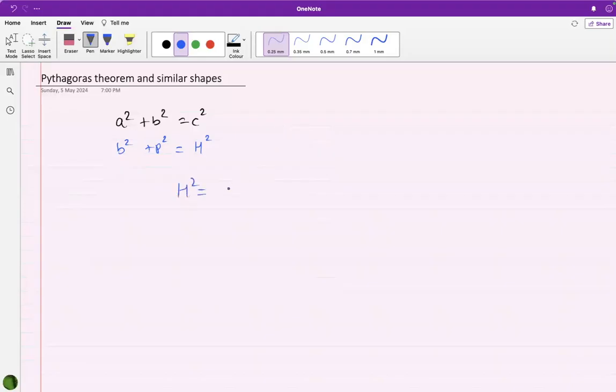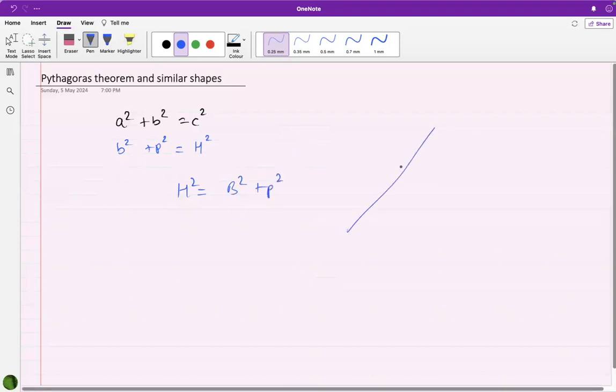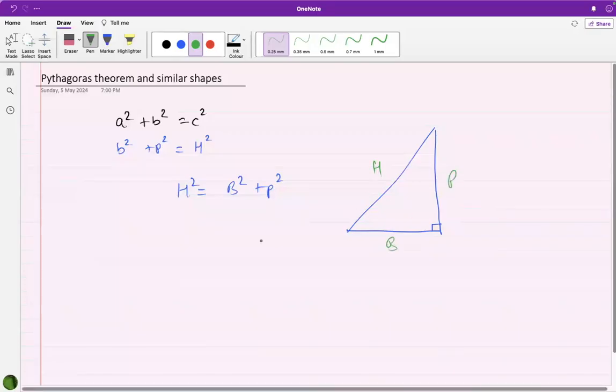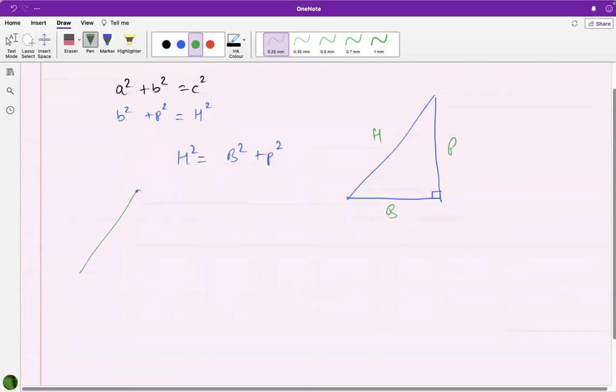Hypotenuse squared is equal to base square plus perpendicular square. Basically, this is the distance formula. The distance formula is derived from Pythagoras theorem. So this being the longest side, name whatever you want, b and p, so it relates to each other. For example, we have a few sides.